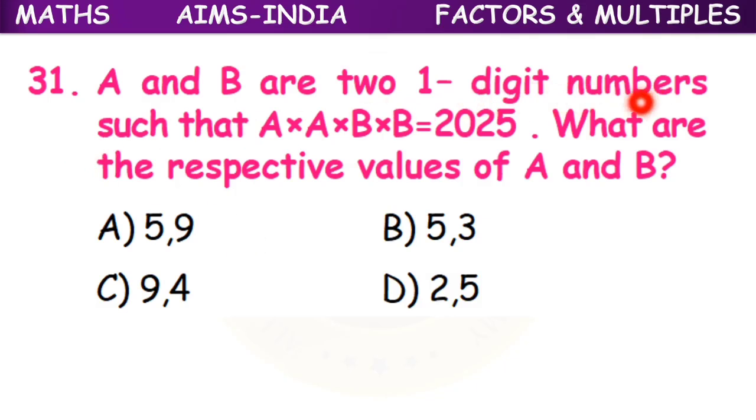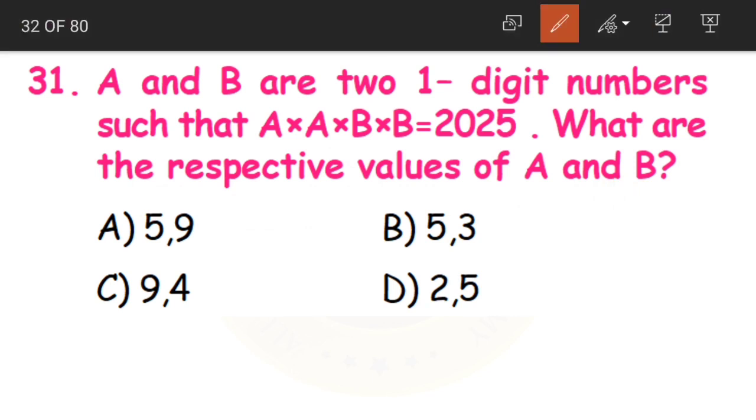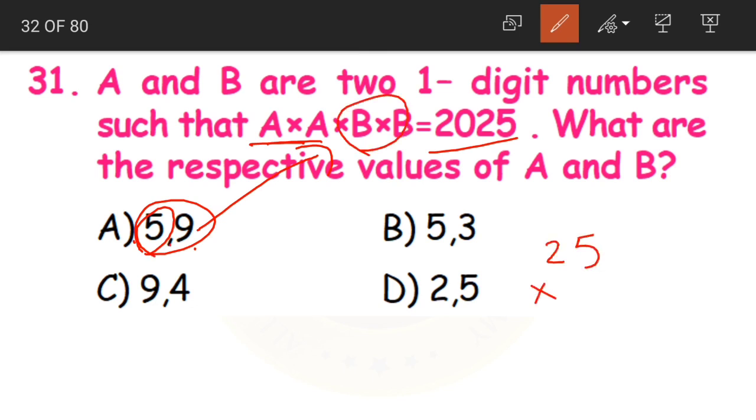A and B are two one-digit numbers such that A² into B² is equal to 2025. What are the respective values of A and B? Now we'll take each of the given numbers and then multiply them to see whether the product is 2025 or not. Let us see. A into A, that means 5 5s are 25 into B into B, that means 9 9s are 81. 25 into 81.